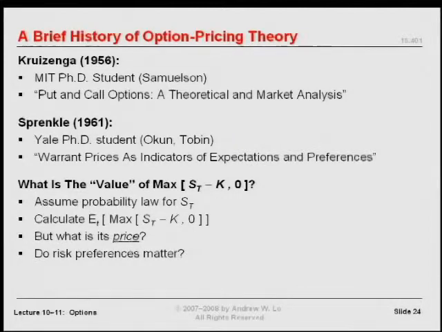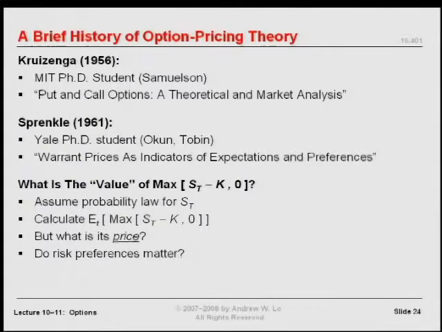He didn't get the right solution because he didn't have the mathematical machinery to be able to work out the final elements of it. Kay Sprenkel, a student at Yale in 1961, wrote a thesis under Jim Tobin and Arthur Okun titled Warrant Prices as Indicators of Expectations and Preferences, and tried to price it as well.